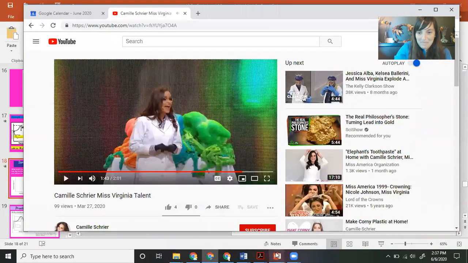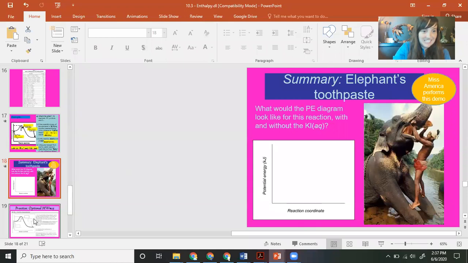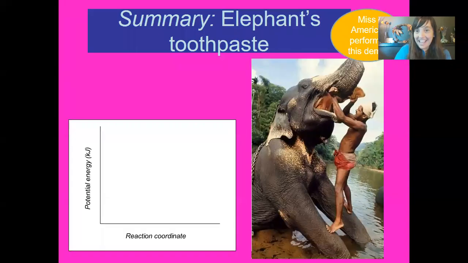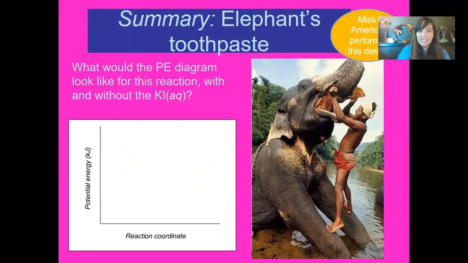Yay, Miss America. Awesome. So that's the elephant's toothpaste demo. You can see she added a catalyst and it way sped up the reaction. So if we were trying to sketch this, do you guys think it would be endo or exothermic? She said it releases a bunch of heat. That is true. This is definitely exothermic. So if I were to make it exothermic, I'd want the energy of the reactants to be higher than the energy of the products. Okay, so let's say that's the normal version.